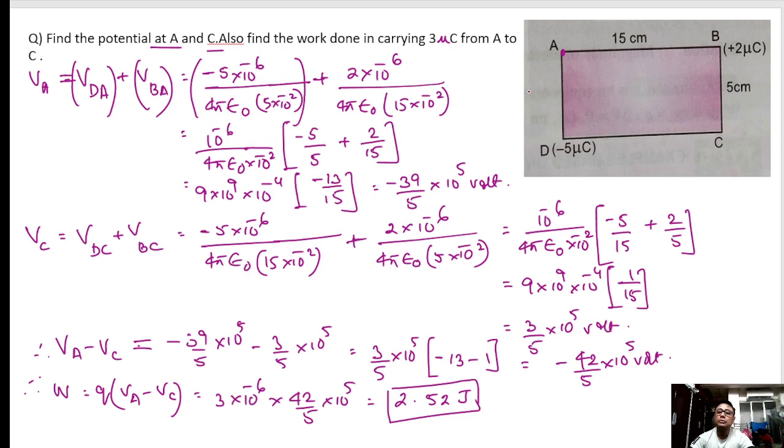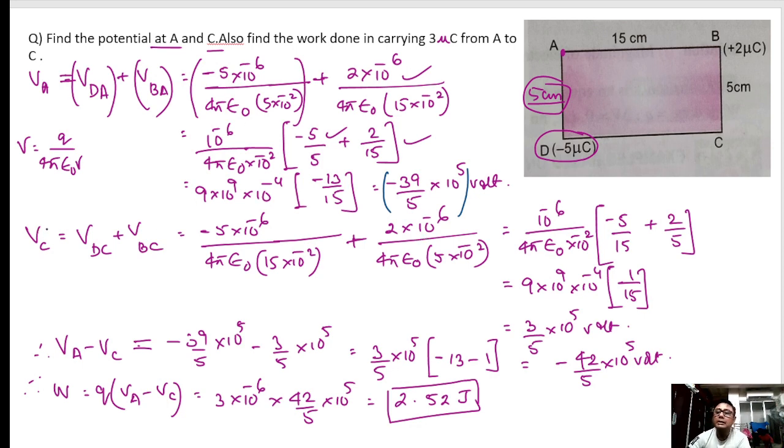The distance is given to you, 5 centimeter. So this is the distance. The formula for potential due to a point charge is 1 by 4 pi epsilon O into Q by R. Q I know, R I know, and the value of 1 by 4 pi epsilon O I know. So putting all the values, we can calculate the total potential at A, which is coming this. You'll see the calculations.